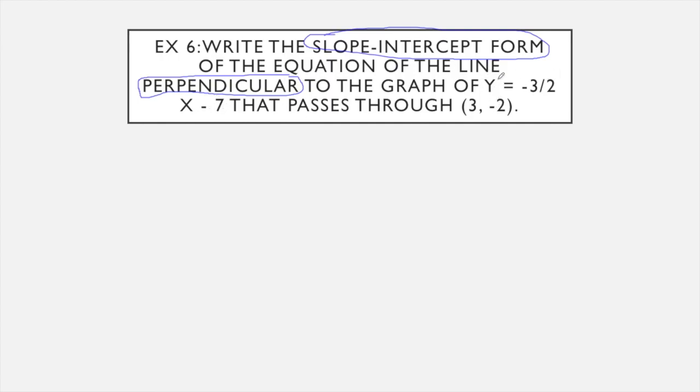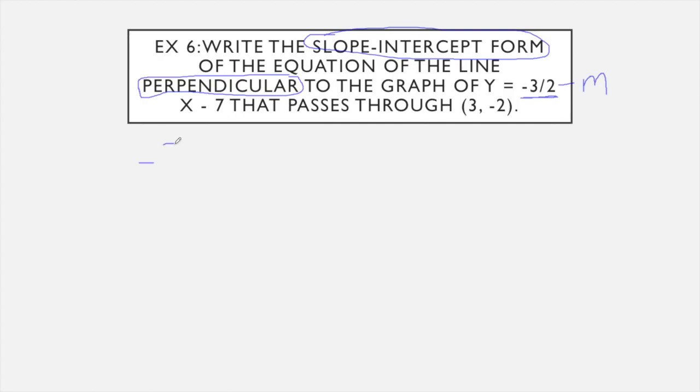So we know when it's solved for y, the number attached to x is our slope. So in this case, the number attached to x is a -3/2. So this number is our slope of the line given. But the slope of the line we want is actually perpendicular to this one. So what is the rule for perpendicular slopes? How do we find the slope that we want? Well, we know it is the negative reciprocal of this one.